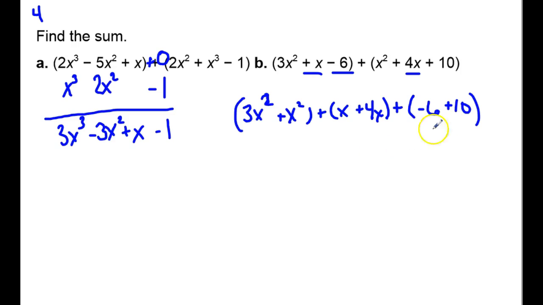So now that I've grouped like terms, I can go ahead and simplify. So 3x squared plus x squared is 4x squared. X plus 4x is 5x. Negative 6 plus 10 is 4. So I can do this by either organizing them, lining them up in columns, or I can just combine like terms and go from there.